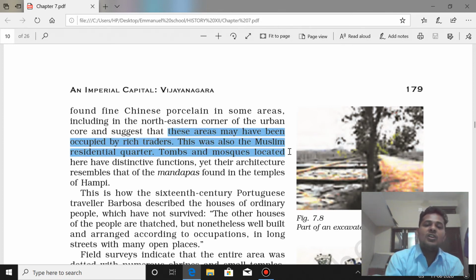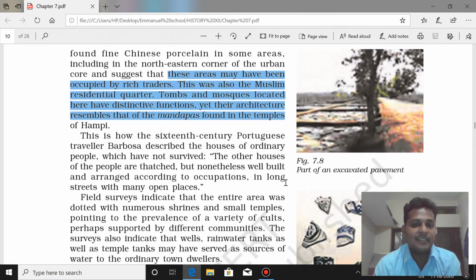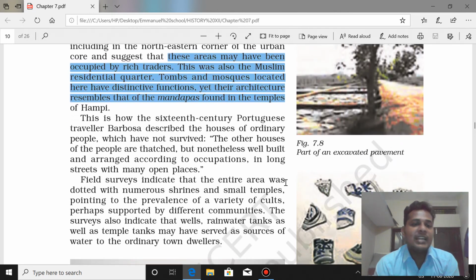This was also a Muslim residential quarter, because the mosque is located there, and from the mosque we can say Muslim people also lived there very happily. And it seems that even the mandapas and temples were there too, so people of all religions lived very happily in the urban core.